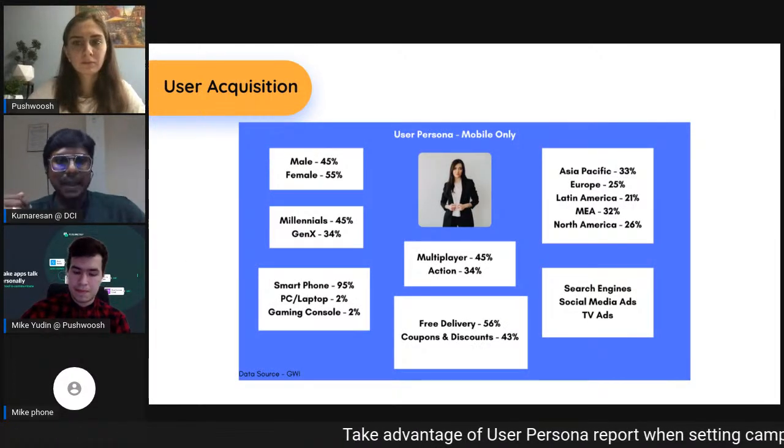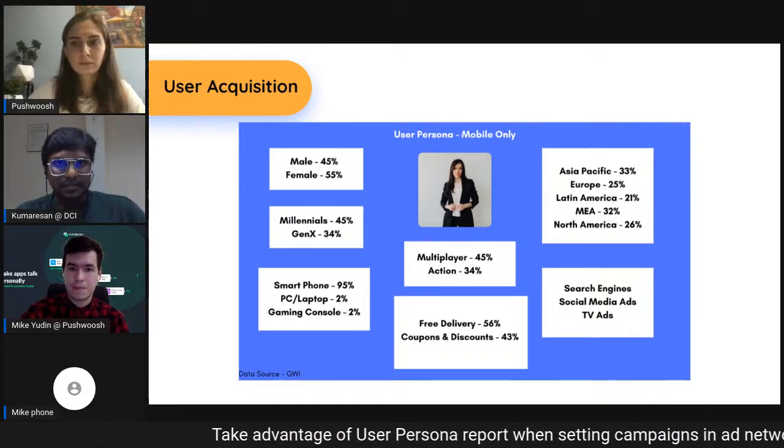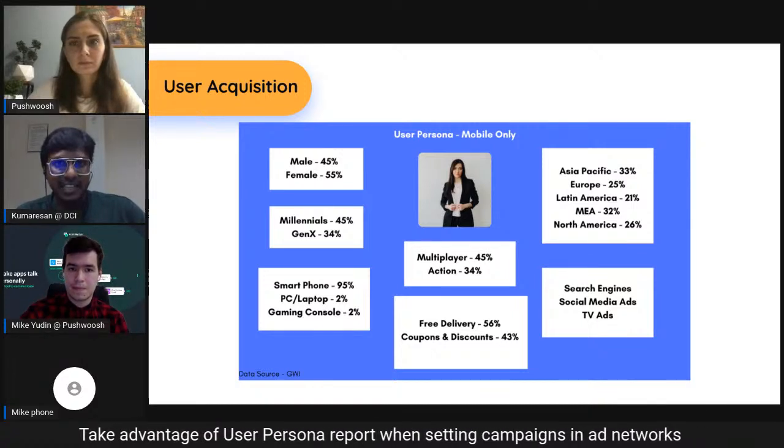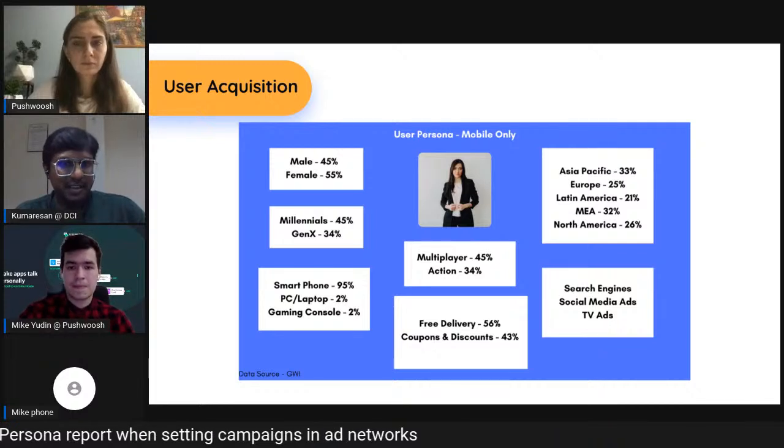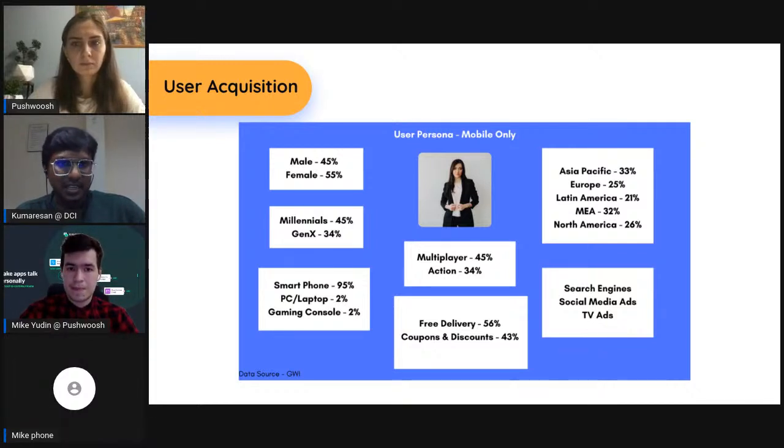Right. So let us see the example of the user persona report that we have created for casual users. We have analyzed more data online, researched online, and come up with these data. The more data we gather, the more useful it is for us while targeting in ad campaigns.